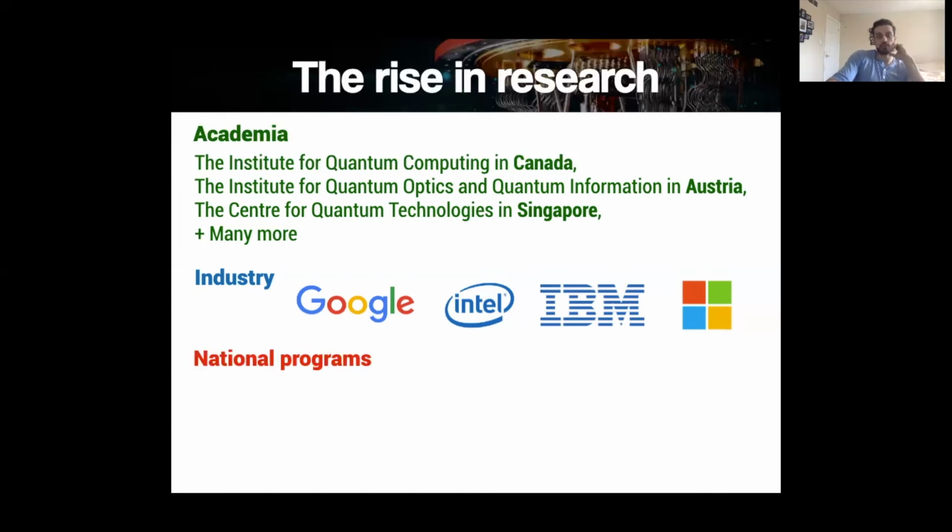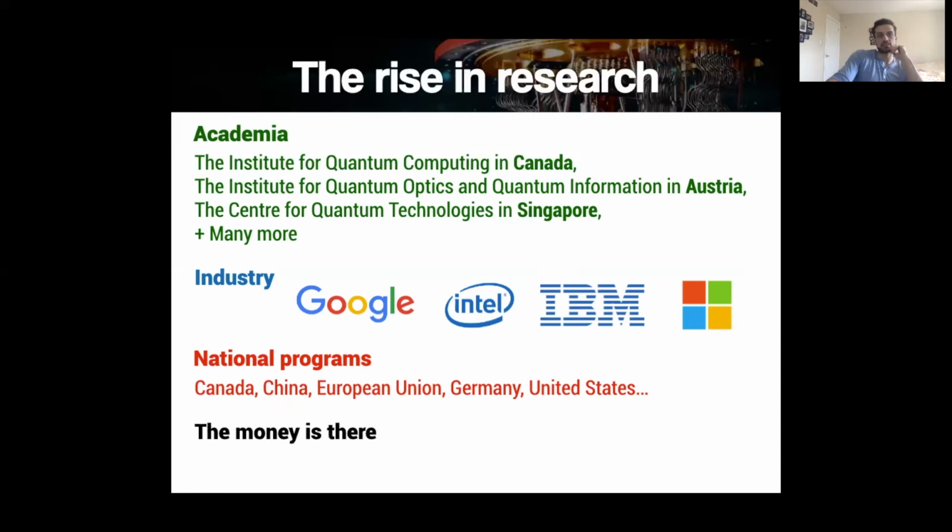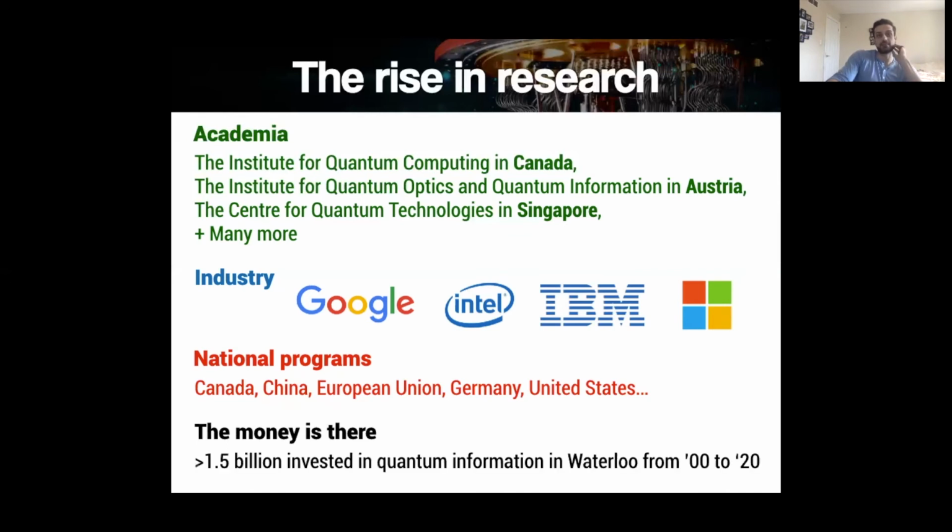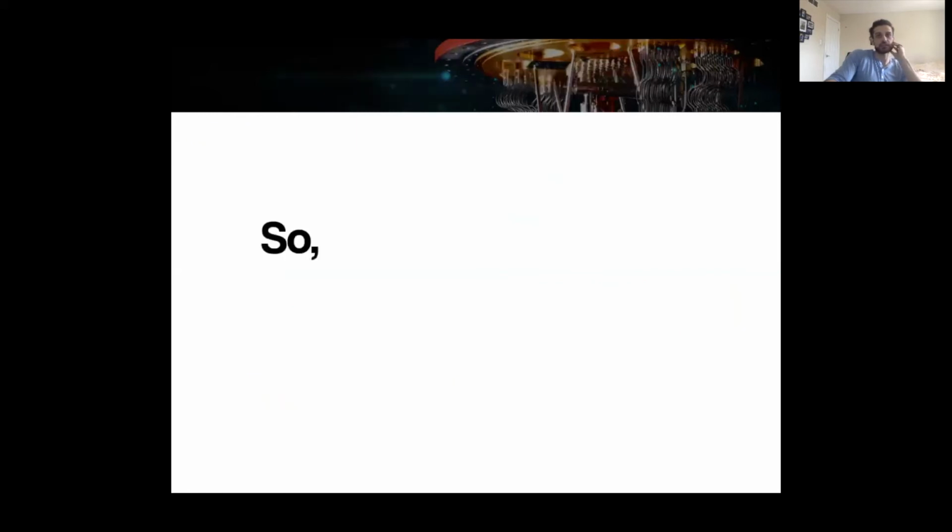And then there are also national programs. National research programs have been created in Canada, China, the European Union, Germany, the US. Really any country with significant research resources has created national programs around quantum computing at this point. So, to say all this another way, the people are there and the money is there. As an example, in Waterloo alone, over $1.5 billion has been invested in quantum information in the last 20 years. So the money is there, the people are there, the infrastructure is there.